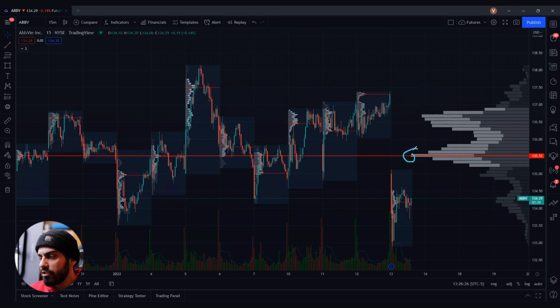So the high volume node, obviously there's going to be a big one around the POC, but the high volume nodes are large volume nodes that stick out aggressively, right? The low volume nodes are going to be the small volume nodes that you can see that encompass price.